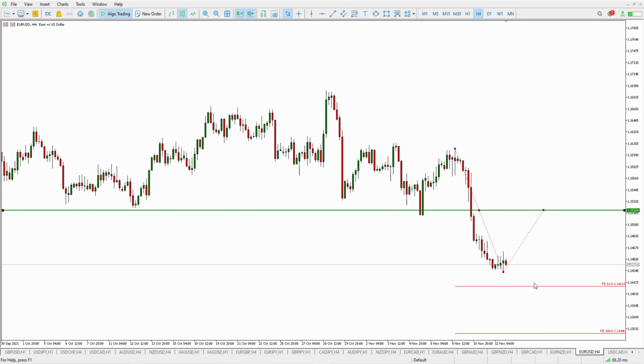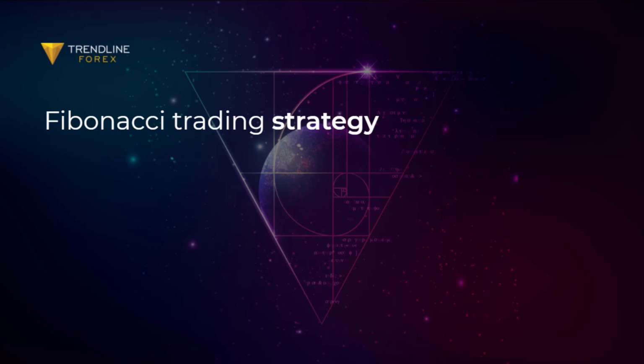So I know I've said this a few times already, but as you can see, the Fibonacci trading strategy is a very powerful tool that you can implement in your own trading, and that way you can increase your profits, your winning positions, and your confidence when you're trading.